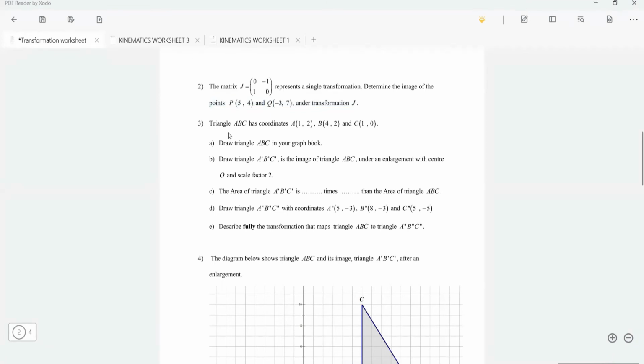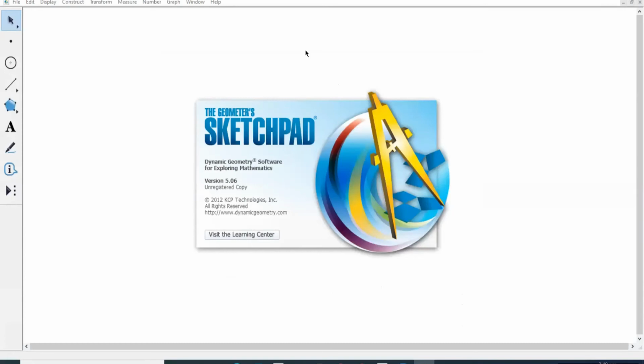Now this question right here says we need to take out our graph book. So I'm going to take out our graph book. All right, I'm going to go open a graph book. GSP5, that's our graph book. All right. So see me open our graph book here. This is the graph book I'm opening.